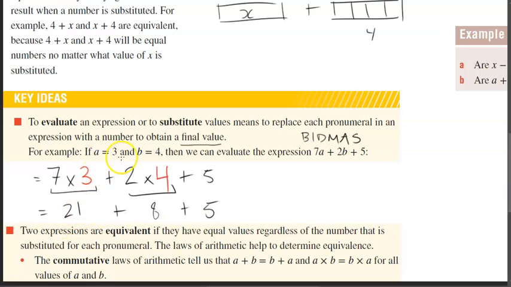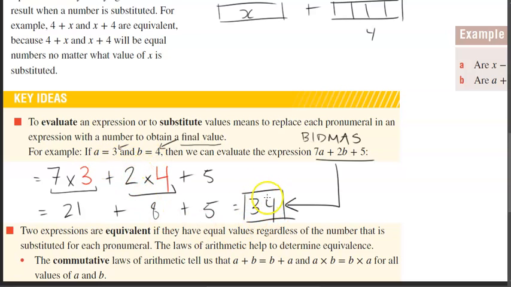So all we're doing is just substituting specific values into expressions. These are given to us and they can change depending on the question. 21 plus 8, which is 29, plus 5, this is equal to 34. So this is saying here, based on this expression, our final value is 34 if our a is equal to 3 and b is equal to 4.